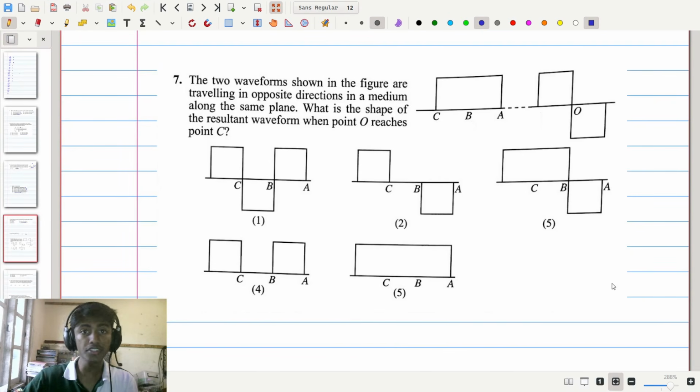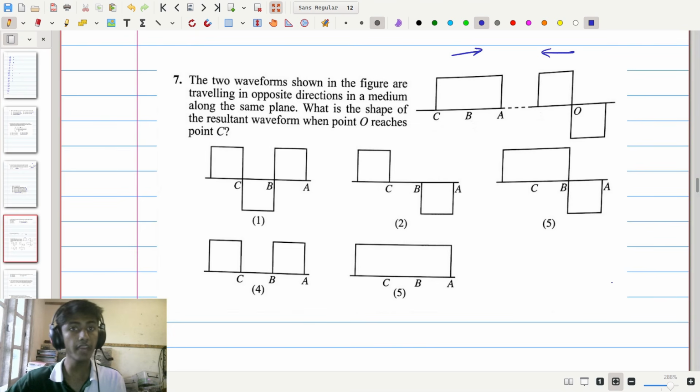Now next, if we consider question number 7, question number 7 says, the two waveforms shown in the figure are traveling in opposite directions in a medium along the same plane. Given this, they ask us, what is the shape of the resultant waveform when the point O reaches the point C? So these two waveforms are traveling like this, and they will eventually meet.